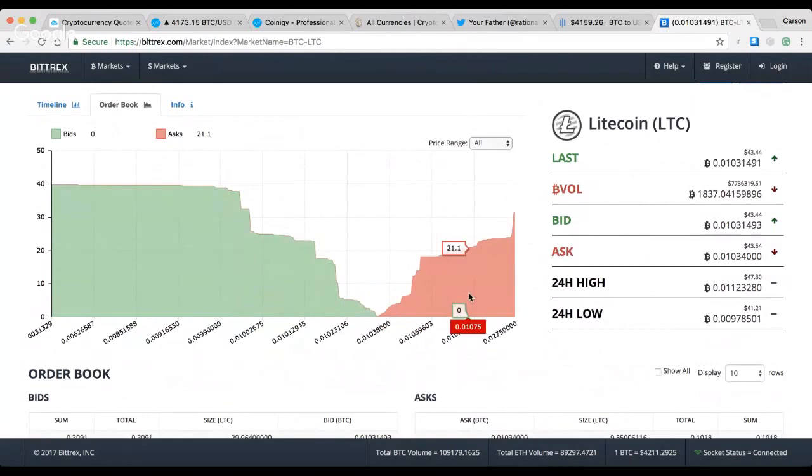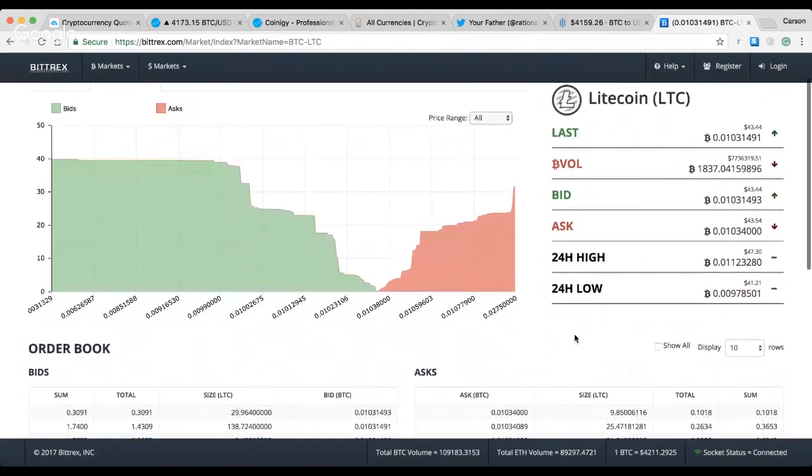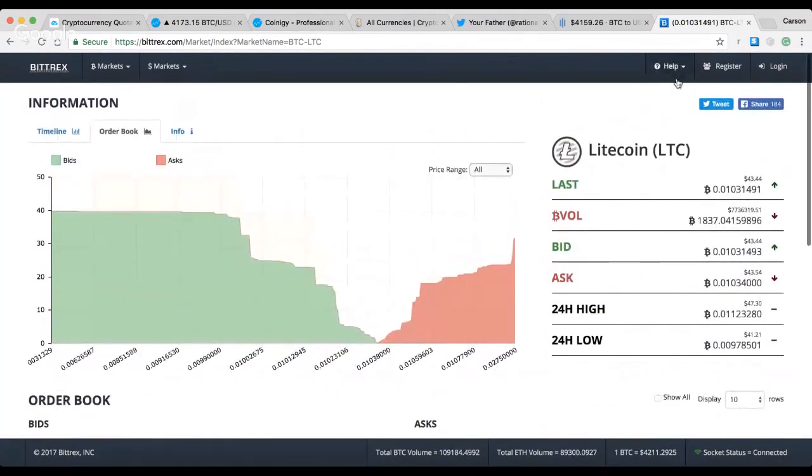So I think Litecoin is oversold. And I think that we need to see some upward movement. I think that we're going to see announcements with Litecoin too, but we just have to watch it. Watch it, watch it, watch it.